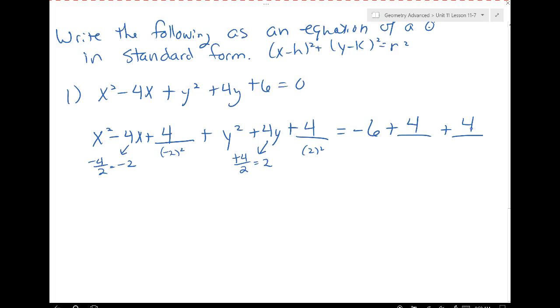All right, so now it's time to make it look like our circle. All right, on the right-hand side, that should be the easiest thing. What's a negative 6 plus 4 plus 4? 2. Good, I'm going to actually write this a little bit lower. So it's 2. Great. Now I'm to the point where I should have my two sets of parentheses.